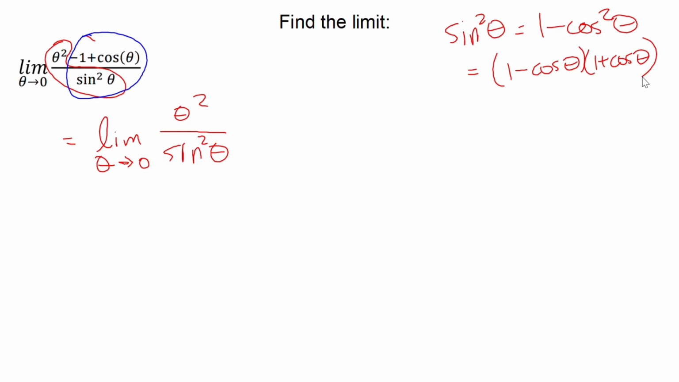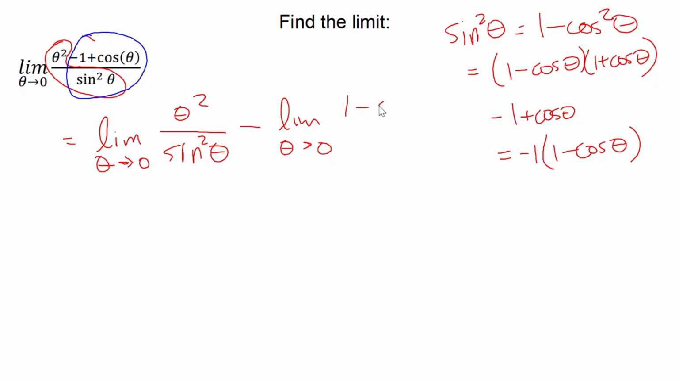And so we have a negative 1 plus cosine theta in the numerator, which is very much like 1 minus cosine theta, right? Negative 1 plus cosine theta is the same as negative 1 times 1 minus cosine theta. So as I do this, instead of separating these using addition, I'm going to put a minus in front, and factor out that minus sign from the negative 1 plus cosine theta, which will give me a 1 minus cosine theta over that sine squared theta.